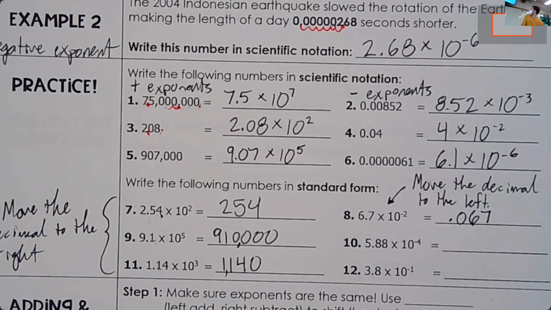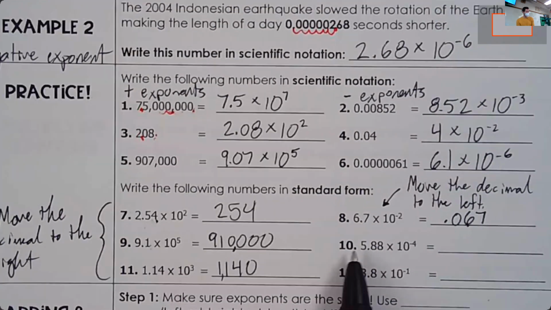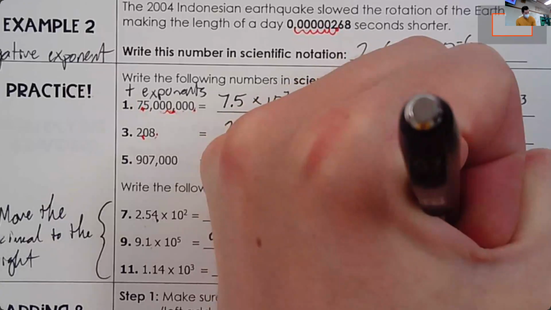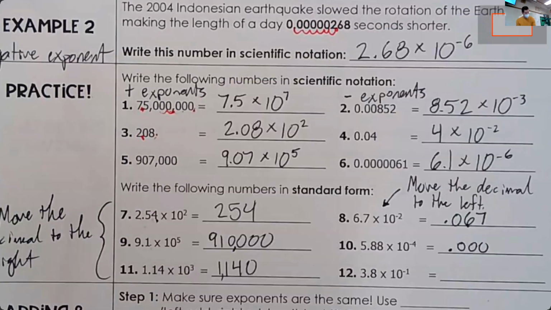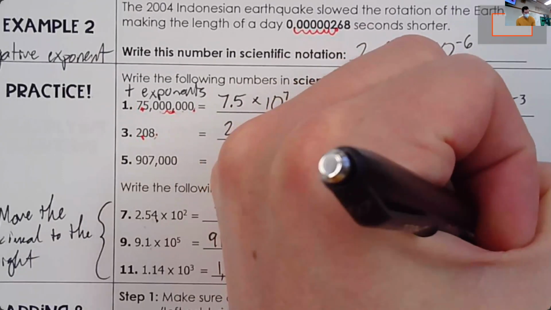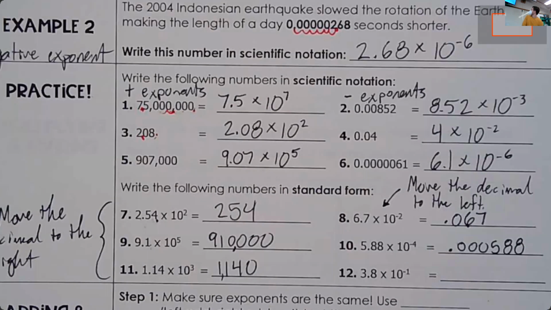Our next one says 5.88 times 10 to the negative fourth power. So we're moving it 4 spaces to the left. If we move it once, that gets us past the 5. So we have to move it 3 more times. That means there are 3 more zeros to the left of the 5, the 8, the 8. So 0.000 and then 588. And in terms of this number, that would be 588 millionths.